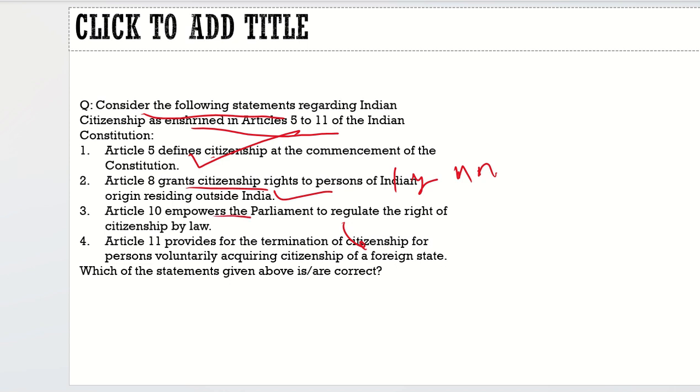Third, Article 10 empowers the Parliament to regulate the rights of citizenship by law. This is totally incorrect. Article 10 does not deal with it. It is actually Article 11. Fourth, it says Article 11 provides for the termination of citizenship for a person voluntarily acquiring citizenship of a foreign country. No, it is basically Article 9 which deals with it. So this is also incorrect. So with respect to this question, the correct statements are statement 1 and statement 2. If option A were 1 and 2, it would be the correct answer.